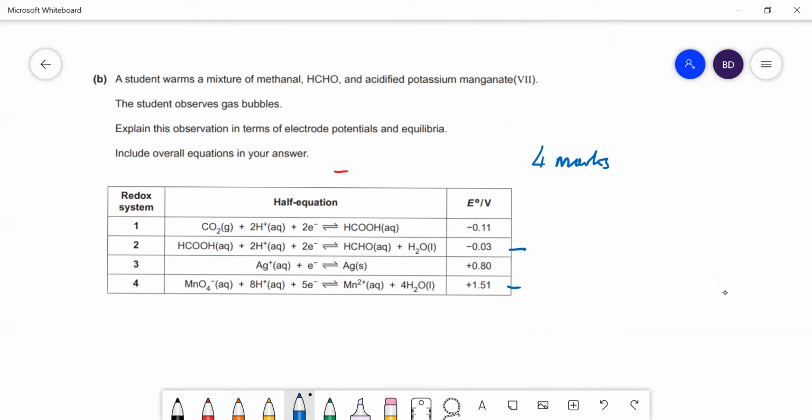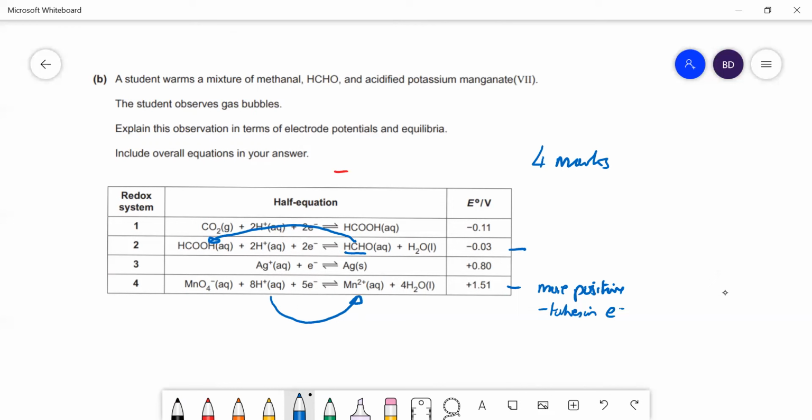Now, this equilibrium is more positive than number 2. So that is going to be best at taking in electrons. So in other words, that one, taking in electrons, is going to go forwards, and it's going to force equilibrium 2 to go backwards. So we've got methanol there, and that's going to be oxidized to methanoic acid.